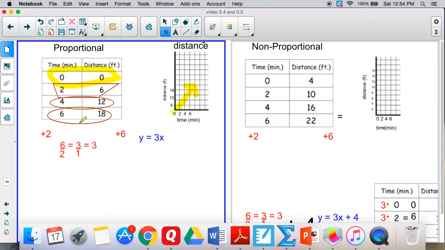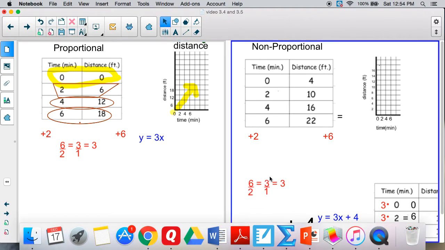So let's take a look at our non-proportional linear function. Again, we're going to look at the data vertically, looking at those finite differences. In the left-hand column, we see the same thing. We're increasing by 2. If we look at the right-hand column and compare the data, we can see this constant rate of 6. If we simplify that ratio, 6 to 2 is equivalent to 3 to 1, or just 3. So we can see that our slope is equal to 3, same as the proportional data.